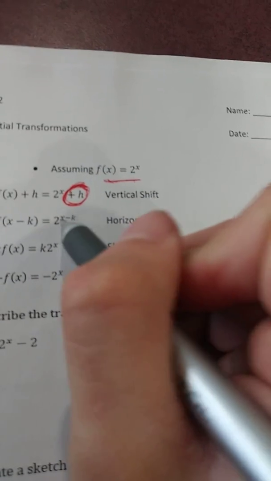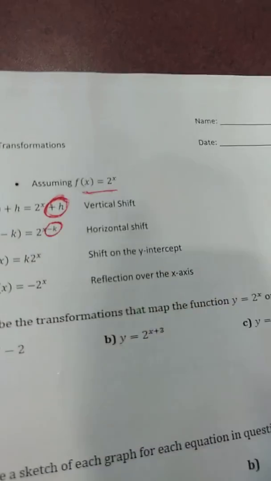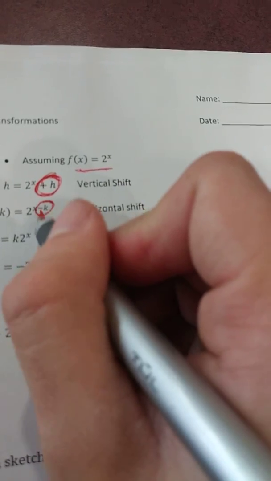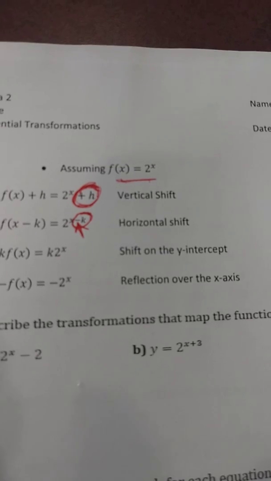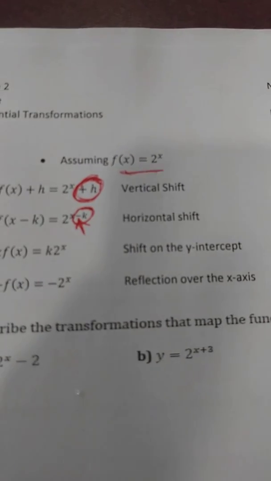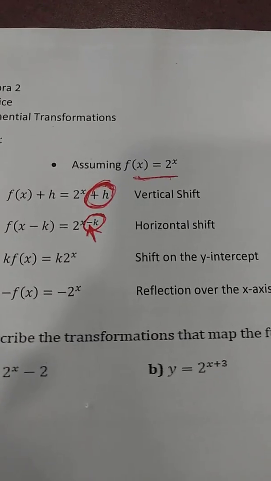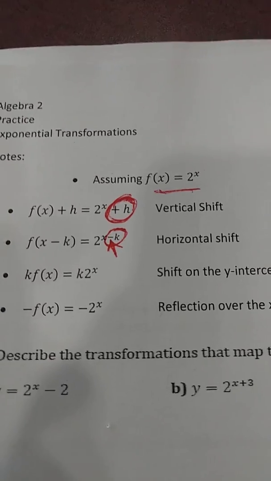Then we have the exponent, the x variable, where we add or subtract any value. This is the one that's a little bit counterintuitive. A lot of people think that because it's negative, it shifts to the left, and the positive will make it shift to the right. Here, whenever you get something like this, it's actually backwards. The negative makes it go to the right, and the positive makes it go to the left.